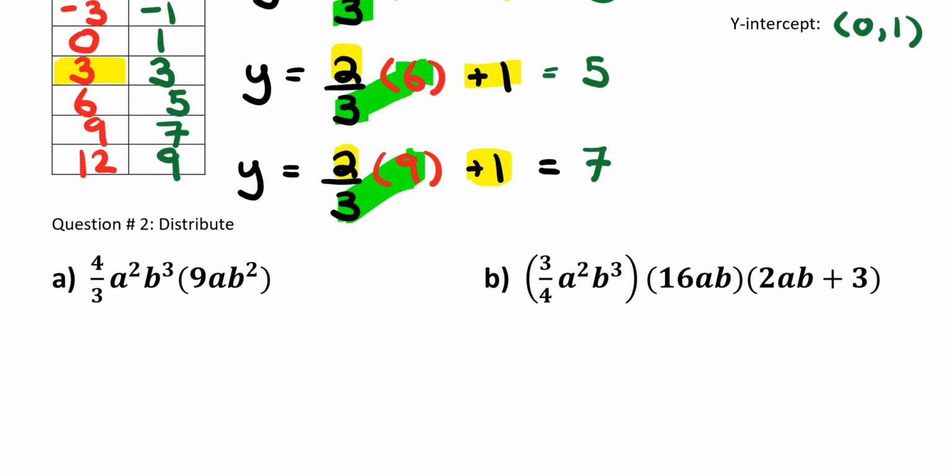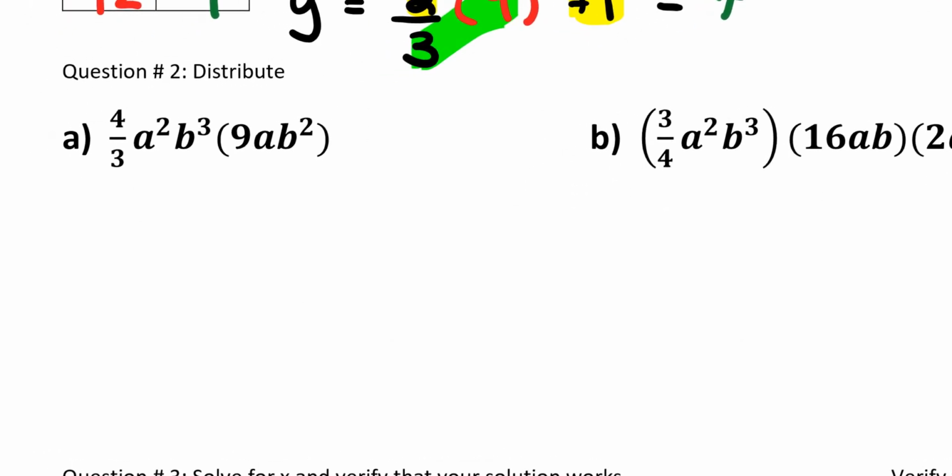Okay, let's move on to question number 2 now. Question number 2, we need to distribute here. I recommend that you multiply the numbers with the numbers. So I have a 4/3 and a 9, right? So I need to multiply 4/3 and the 9. I recommend that you take your 9 and divide by 3. So 9 divided by 3 is 3. And if you multiply it by 4, 3 times 4 gives you 12. All right, so that's how you multiply the numbers with the numbers. So 4/3 times 9 gives you the 12.